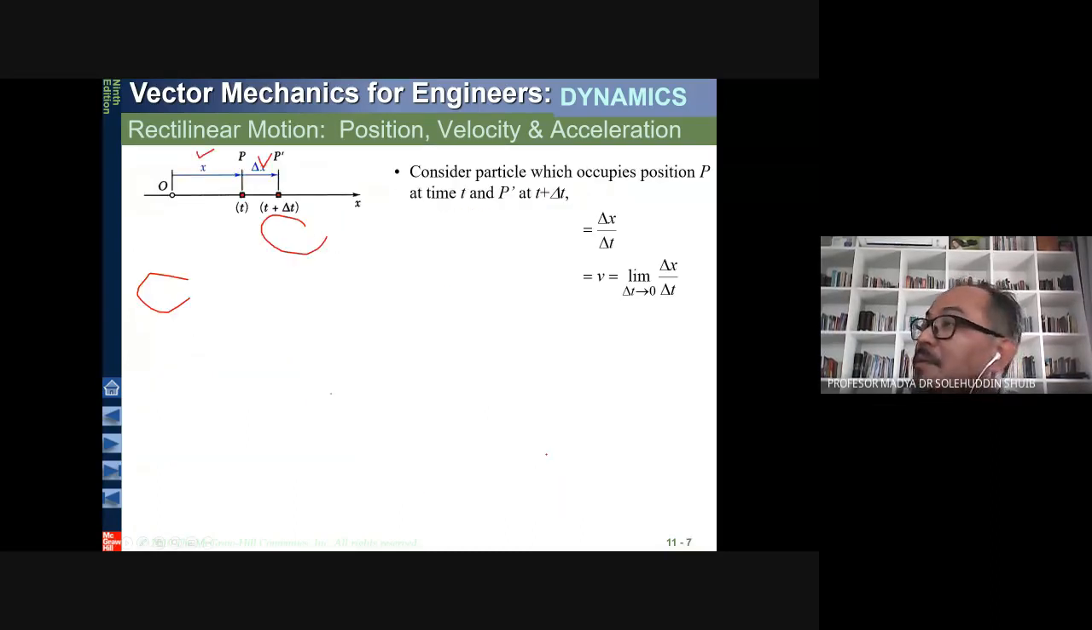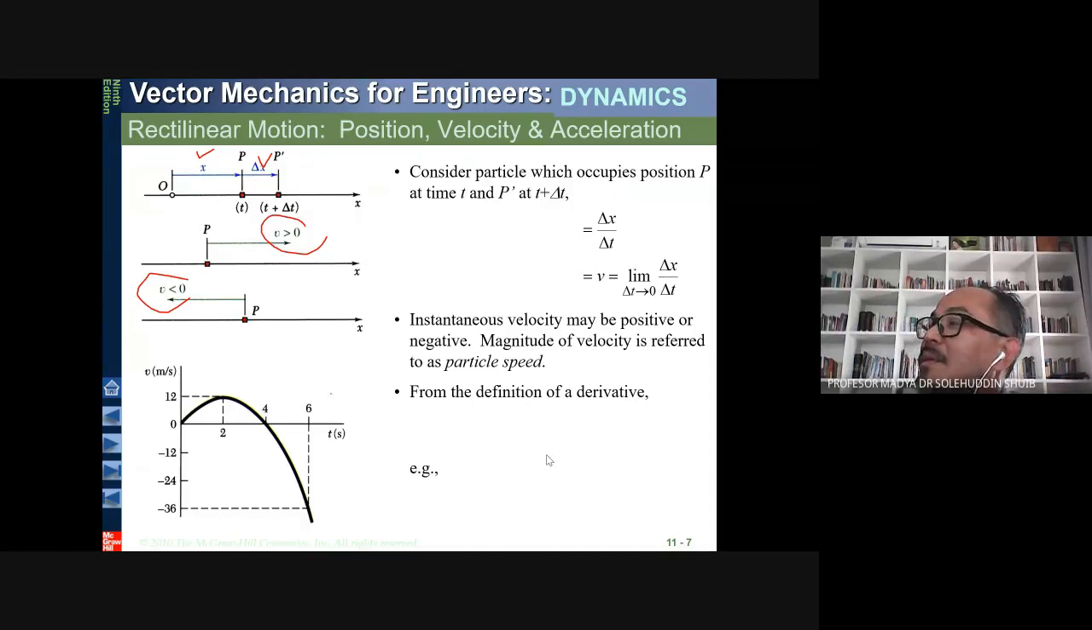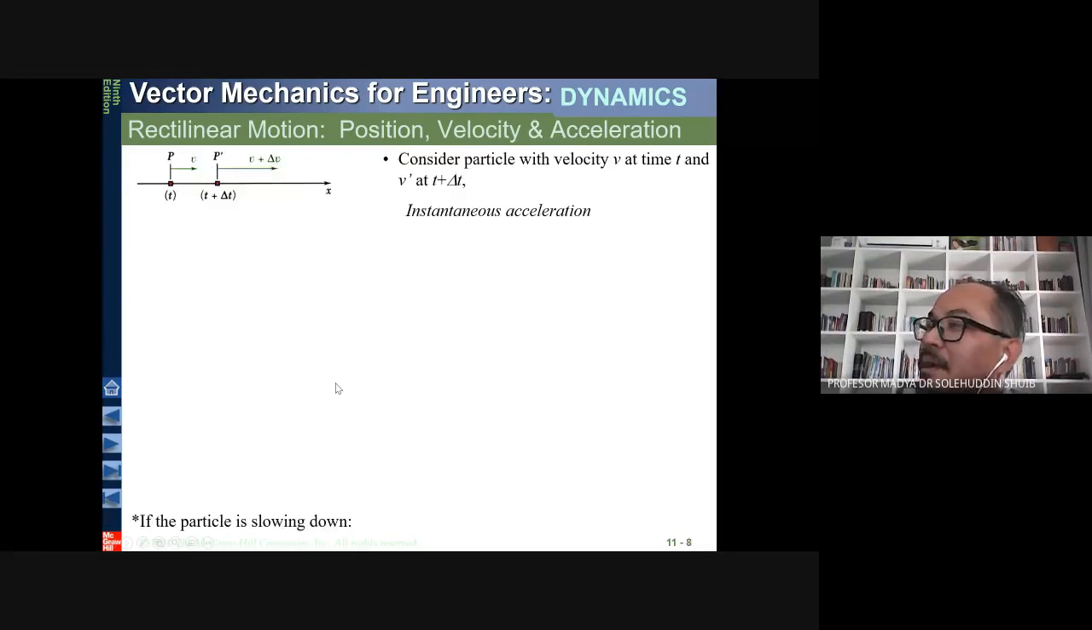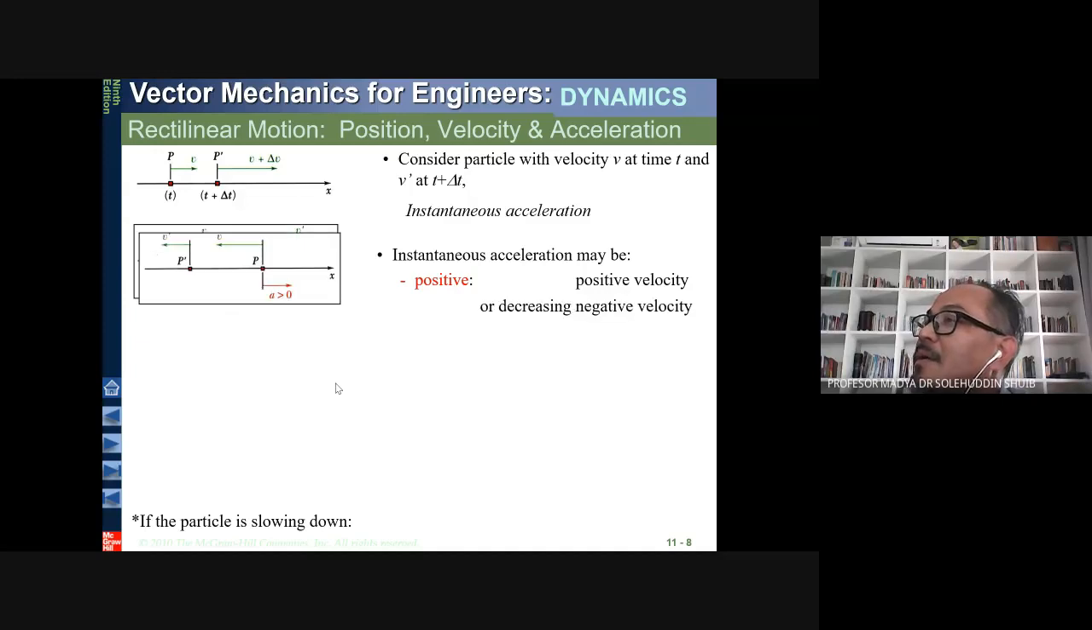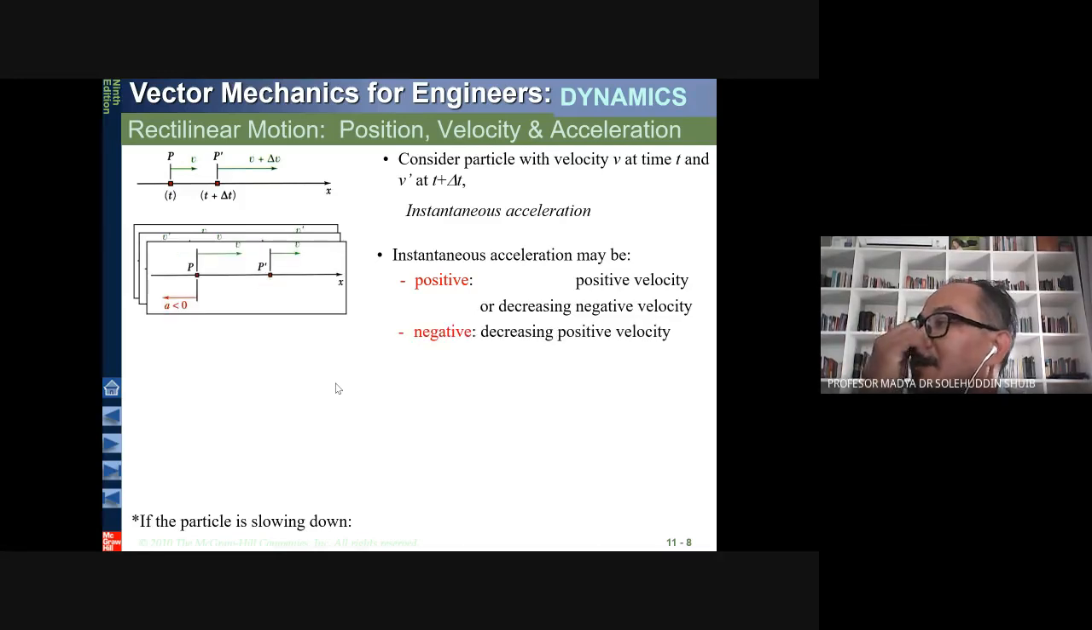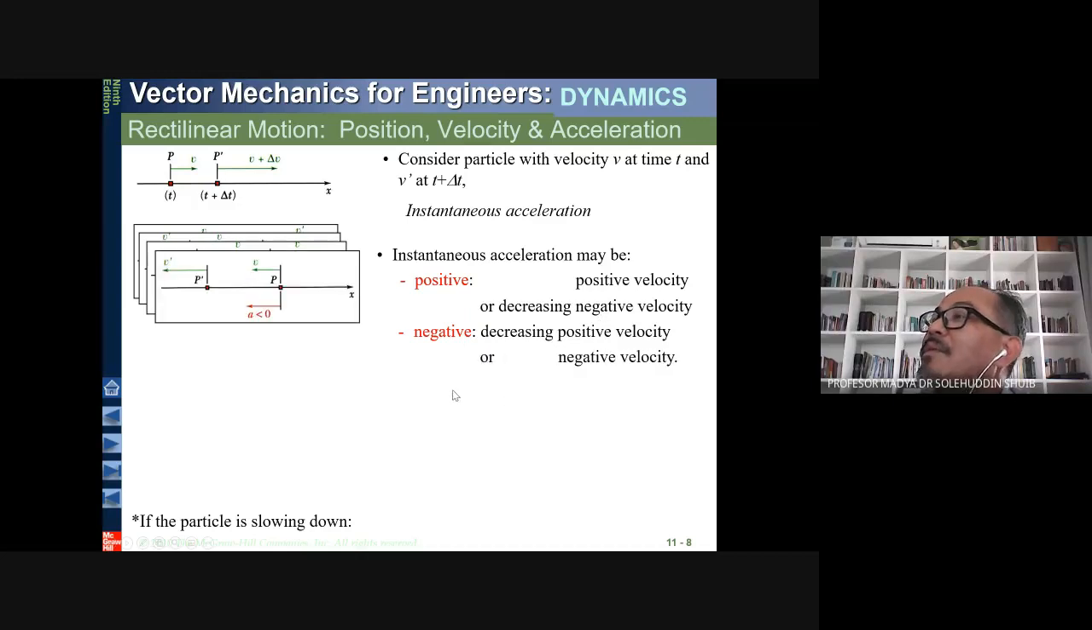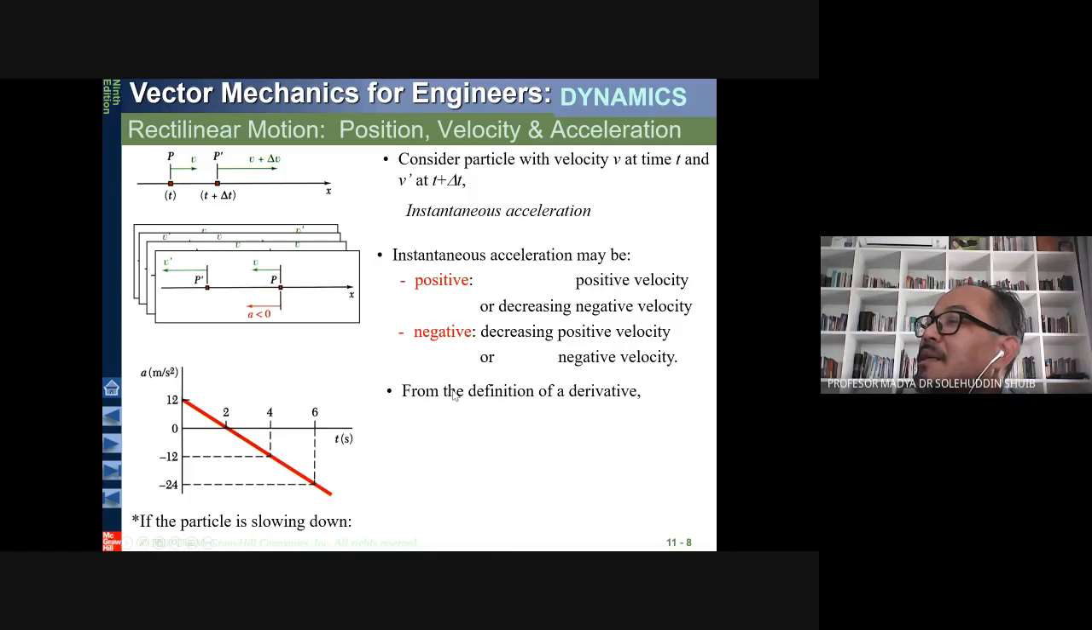Okay, so you differentiate that with respect to time, and then you plot the graph. And then for the next one, we differentiate another time, so we can get acceleration. Okay, with the positive acceleration, instantaneous acceleration. Positive velocity, we get positive velocity, or decreasing negative velocity, and then negative or positive. Okay, this is an instantaneous acceleration.